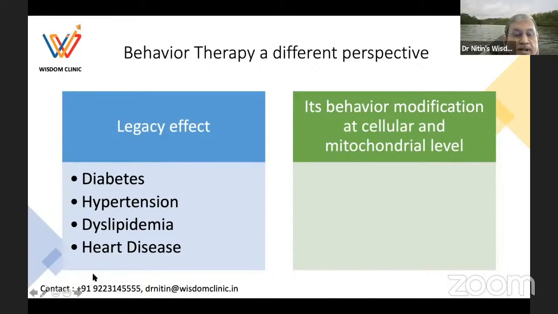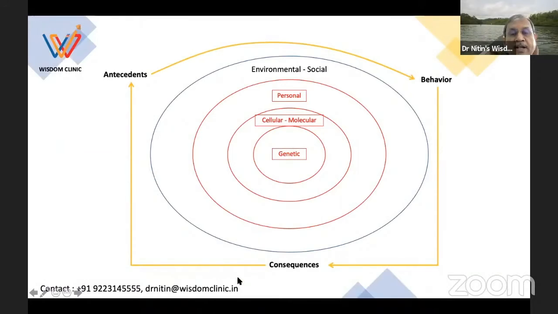So my last slide will be, this is what we are actually dealing with. This is what you can say an overt behavioral therapy. There are antecedents, behavior, and consequences. But we are talking of environmental and social level, something at personal level. But as a physician, we have to talk of behavioral modification at cellular, molecular level, and maybe at genetic level. So a branch like epigenetics, a branch like molecular behavioral therapy will be the future of behavioral therapy in all lifestyle disorders. So that's where I stop.